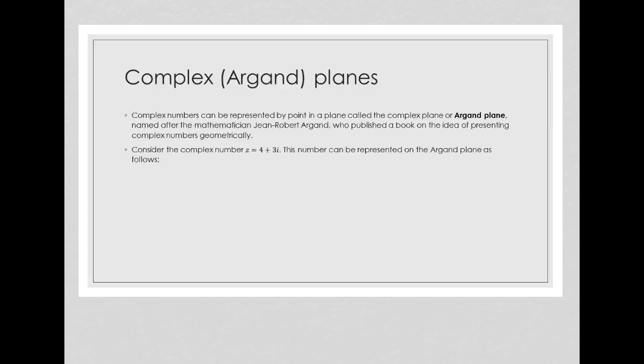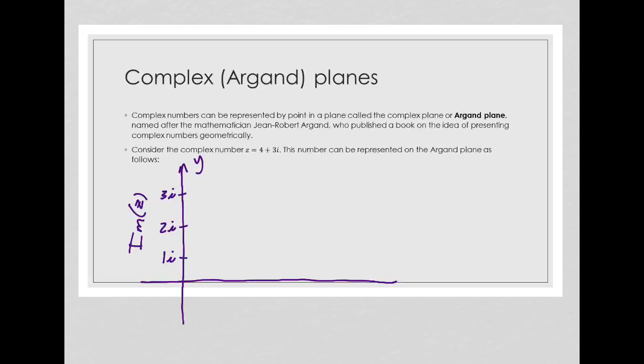So, we start off with the known Cartesian plane with the x and y axis, right? But now the y-axis changes into the imaginary part. And we will represent it on the y-axis as the Im of z, the complex number. And x will represent the real part of the complex number.